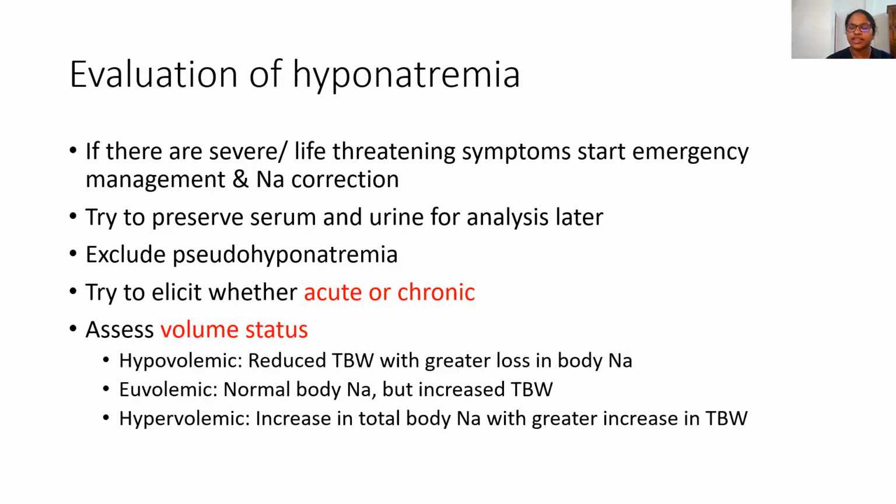So the next important thing is the volume status. When you see the patient, the first thing, look at the patient's volume status. Look at the mucous membranes, blood pressure, pulse rate, skin turgor, and decide whether this patient is hypovolemic, that is, whether the patient is dehydrated. If the patient is hypovolemic, that means the patient is losing sodium as well as water through the kidneys or GI tract, and the loss of salt is much more than the loss of water. That is why the patient has hyponatremia.